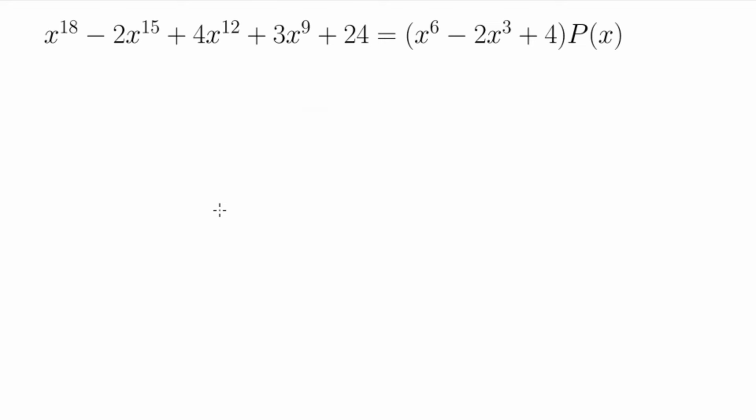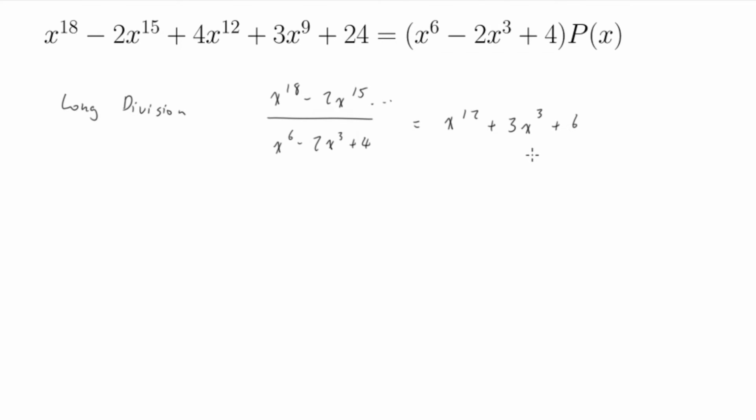Technically, there are two ways to solve this problem, and one of them's really boring and really brute force. We'll start with the boring one, and that is long division. So if you did try this method and you managed to plunge through a bunch of algebra, this expression divided by x to the 6 minus 2x cubed plus 4 ends up equaling x to the 12 plus 3x cubed plus 6. And then you can add together the coefficients. That will give you 1 plus 3 plus 6 equals 10.